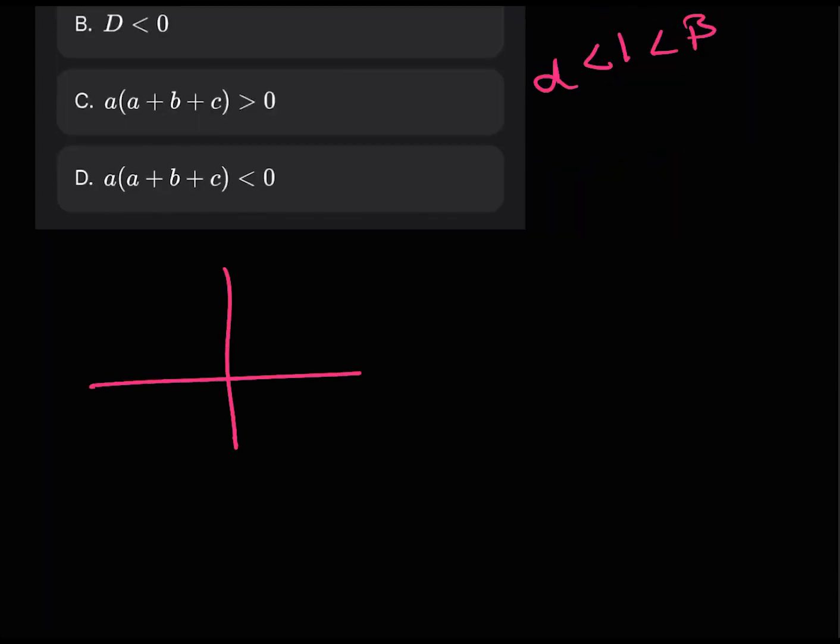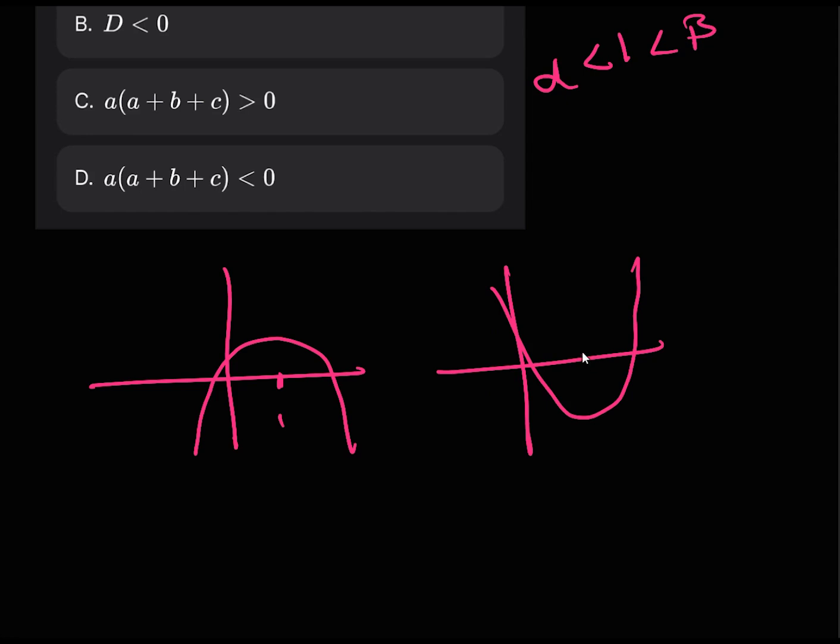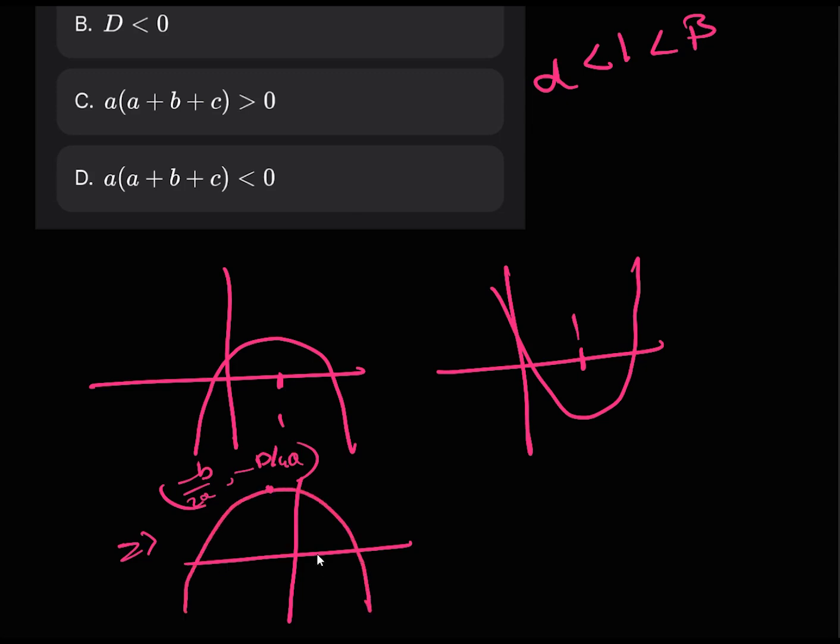Therefore, the graph of this quadratic equation will be either one like this or like this. And also, the vertex can be anywhere, like minus b by 2a comma minus D by 4a. For this one, it can be like this too, with 1, beta and alpha. Also like this.